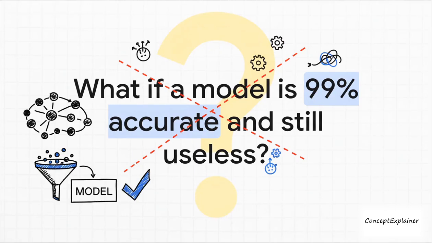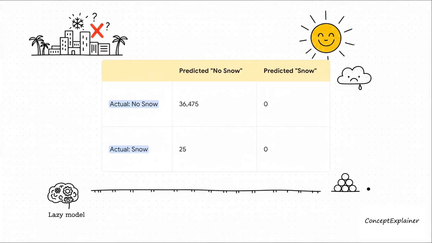But what if a model is 99% accurate and is still completely useless? Yep, you heard me right. How is that even possible? A model with an A+ grade that's actually failing? This is a classic example. Let's call it the snow in the subtropics problem.